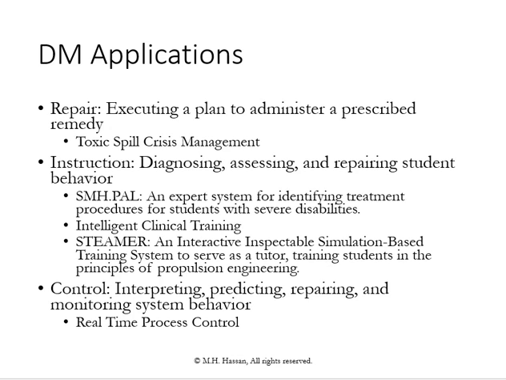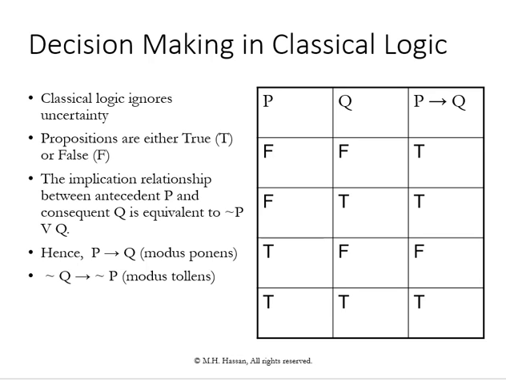Another application is control: interpreting, predicting, repairing, and monitoring system behavior, like real-time process control. As we see, there are many applications for decision-making theories, and these applications make decision-making a very attractive subject in machine learning, expert systems, and intelligent systems.